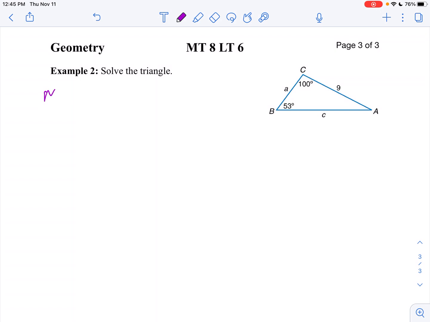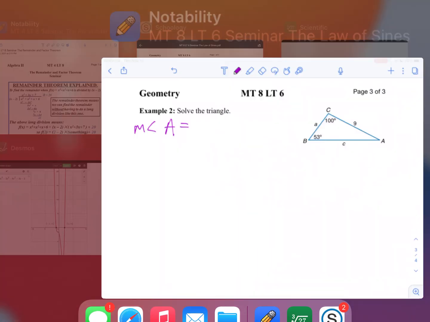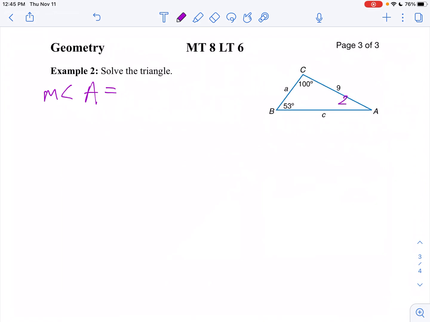So the first thing I'm going to do is find the measure of angle A. I don't need to use the law of sines to find the measure of angle A because I know there's 180 degrees in a triangle. So the measure of angle A is 180 minus 100, which is 80. Then 80 minus 53 will be angle A, and that gives me 27 degrees for angle A. I'll write it in here, and I'll write it there.